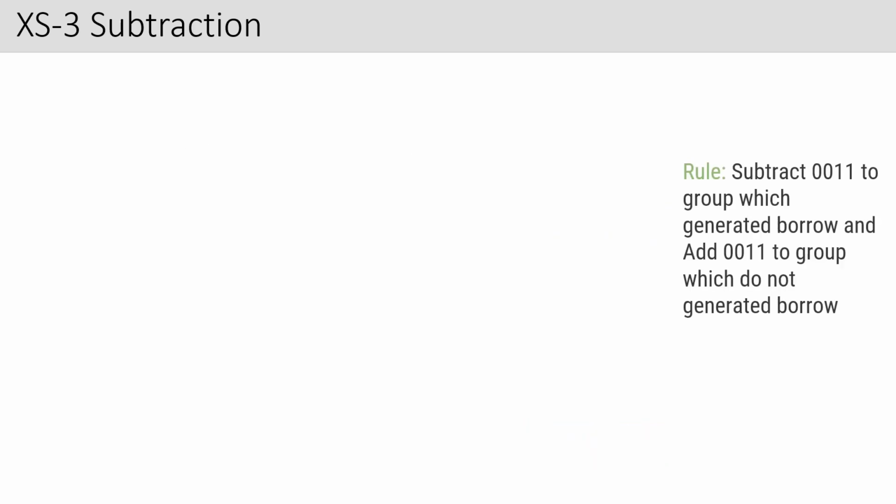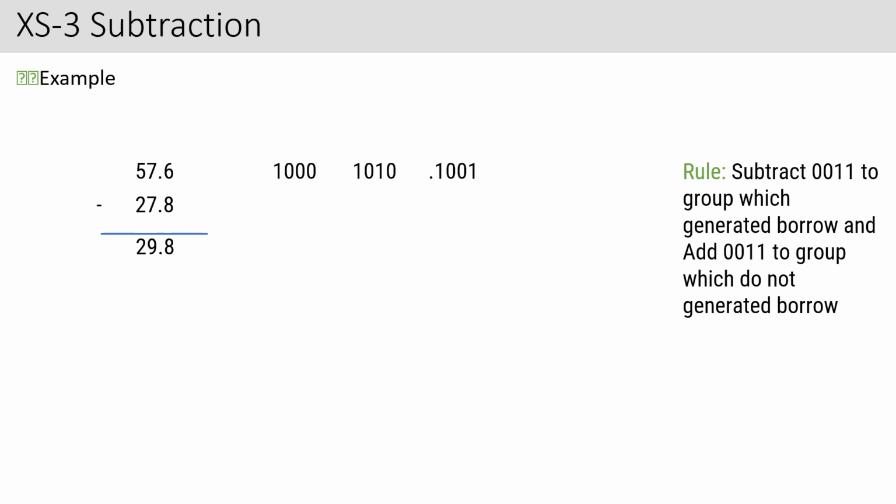In the same way we may proceed for this excess-3 subtraction. Here you'll have to subtract 0 0 1 1 from the group which generates the borrow, and add 0 0 1 1 to the group which does not generate the borrow. For example, this is what we are getting. This is simple algebra, and this is how we are doing it using this excess-3 code.